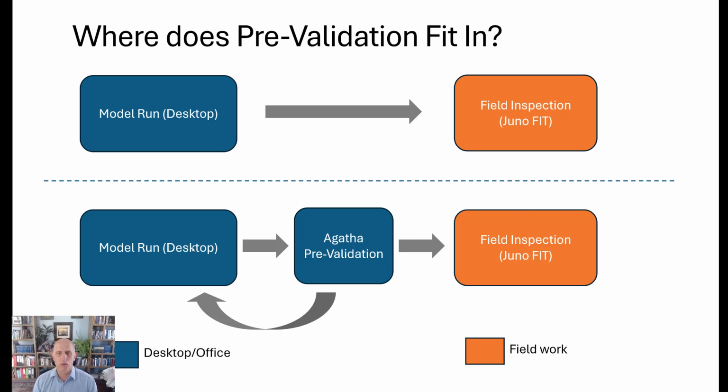Now you may ask, well, why don't you just use the virtual field inspection tool in Juno Viewer to do that? Well, the reason is that since Cassandra is currently outside of the Juno Viewer app, importing the ForwardWorks program into the Juno Viewer app still requires some manual processing.